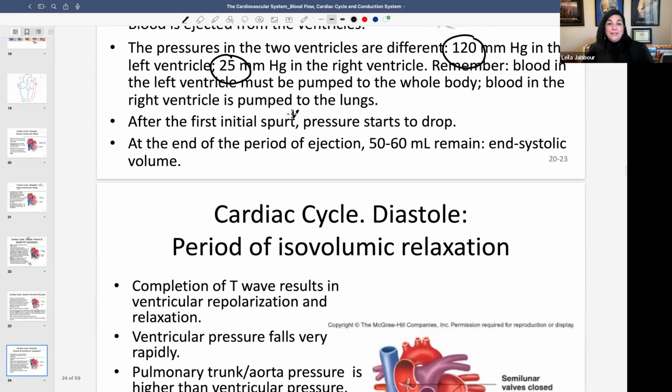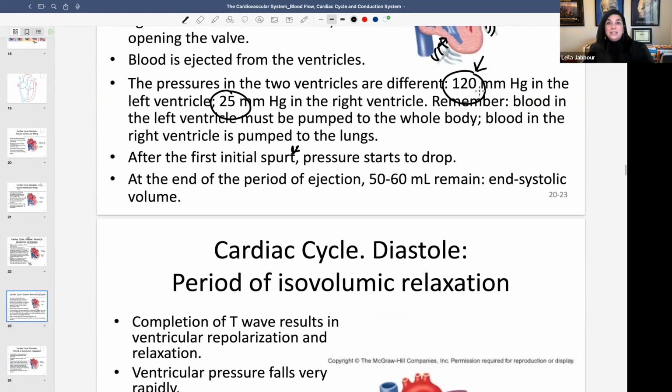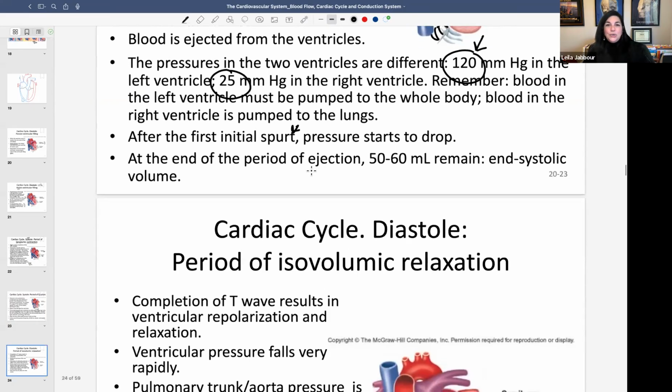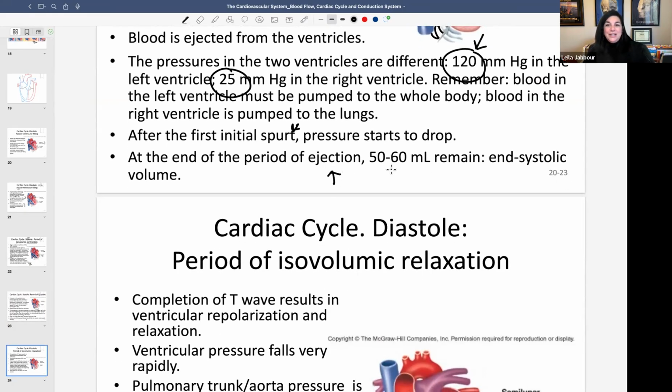So after that first initial ejection, this is the highest. This is your systolic blood pressure. This is the highest blood pressure you can have. It's right there at the aorta, right when the blood is ejected. And as soon as it's ejected and goes out, that pressure is going to drop back. So at the end of the period of ejection, there is around 50 ml of blood left behind, and that's called the end systolic volume.